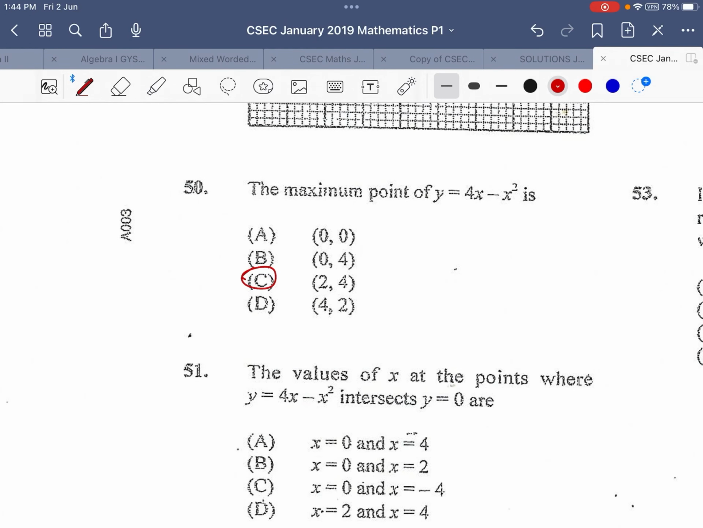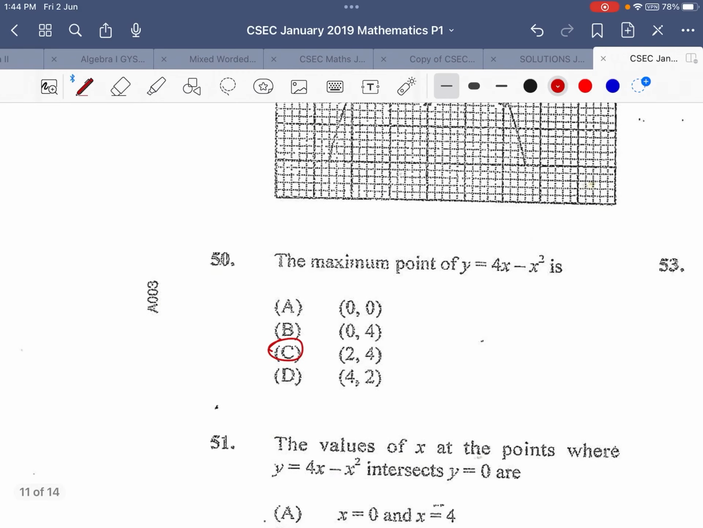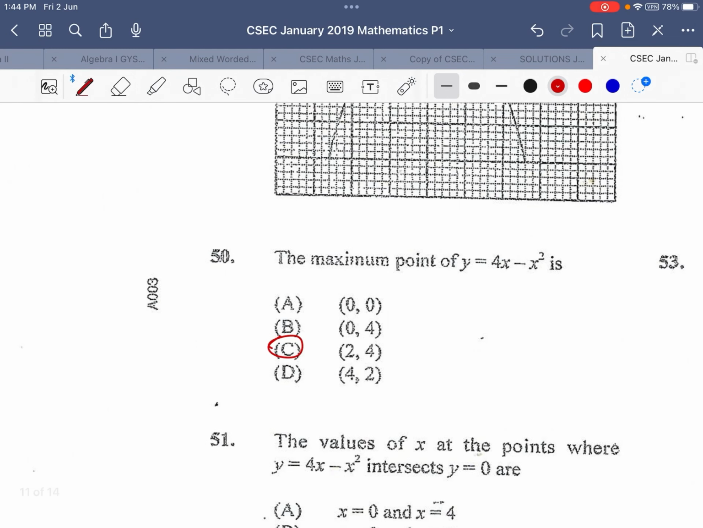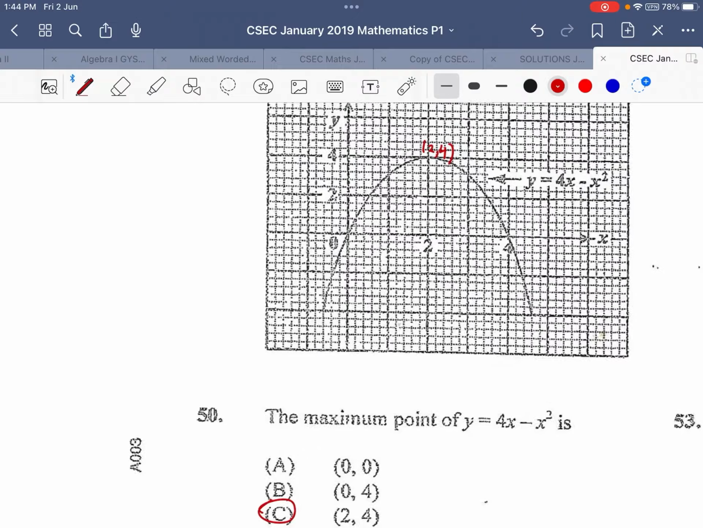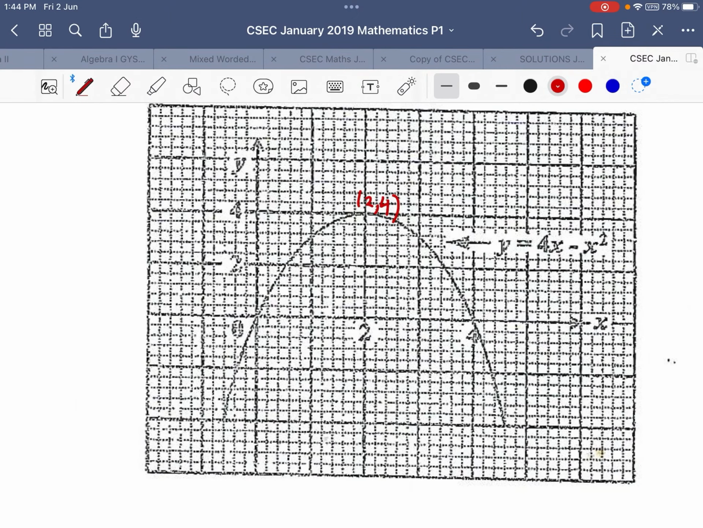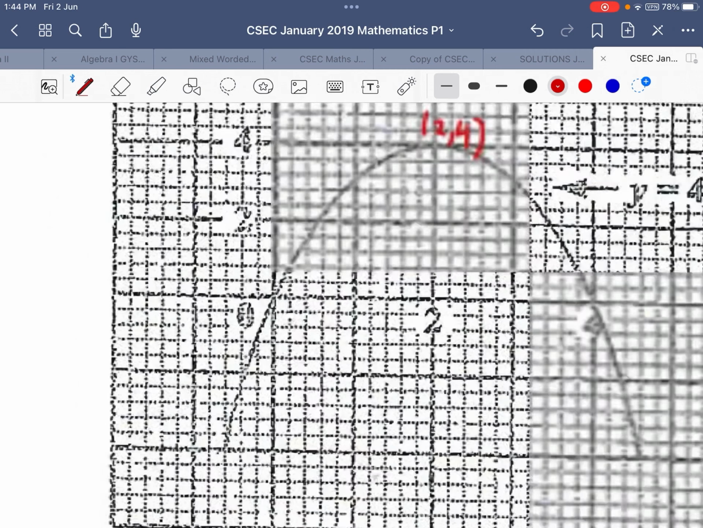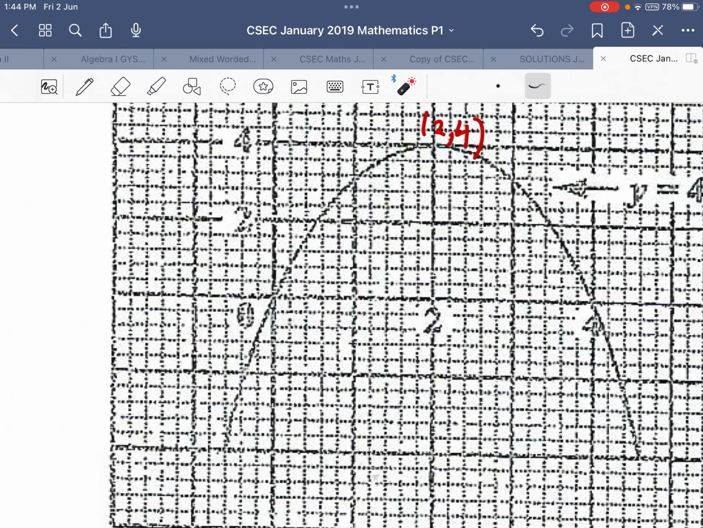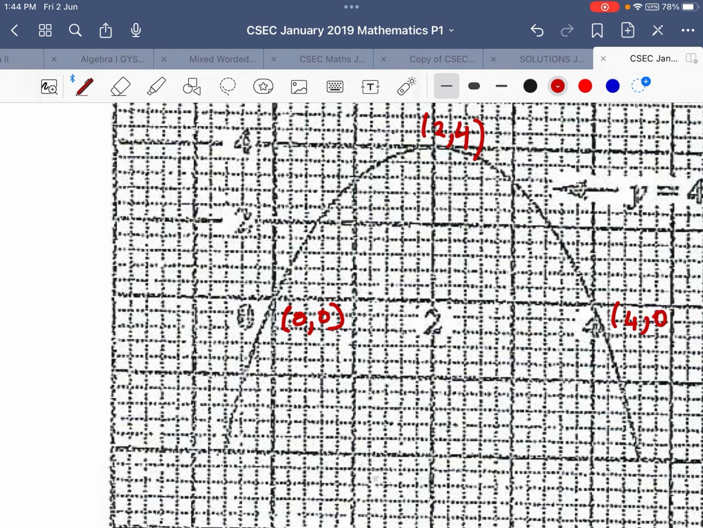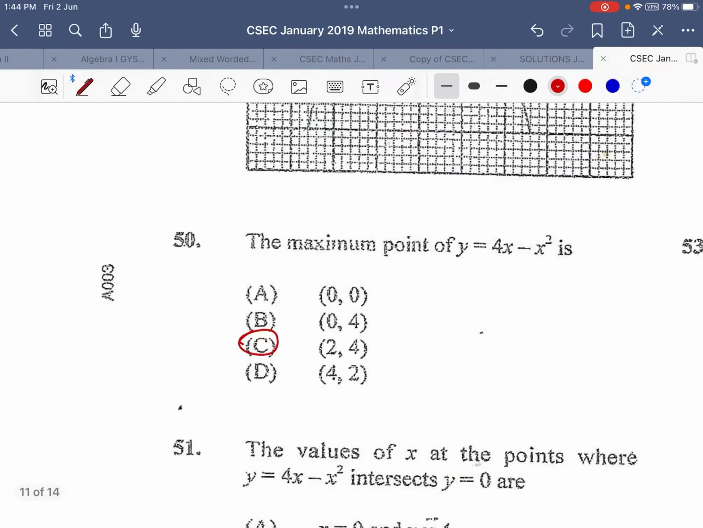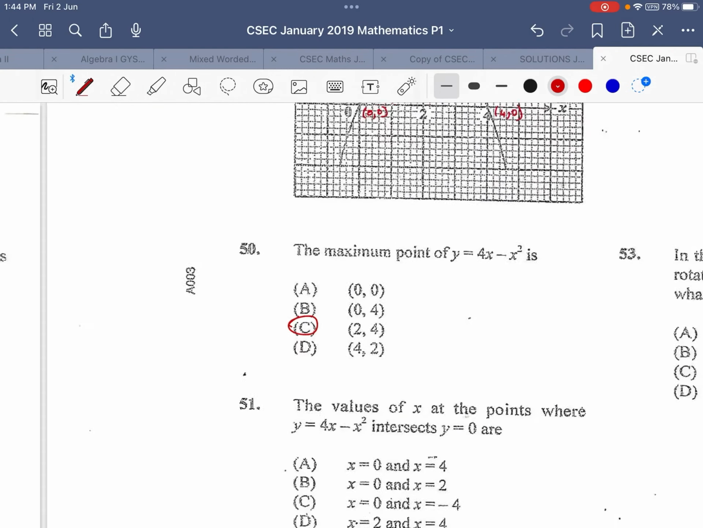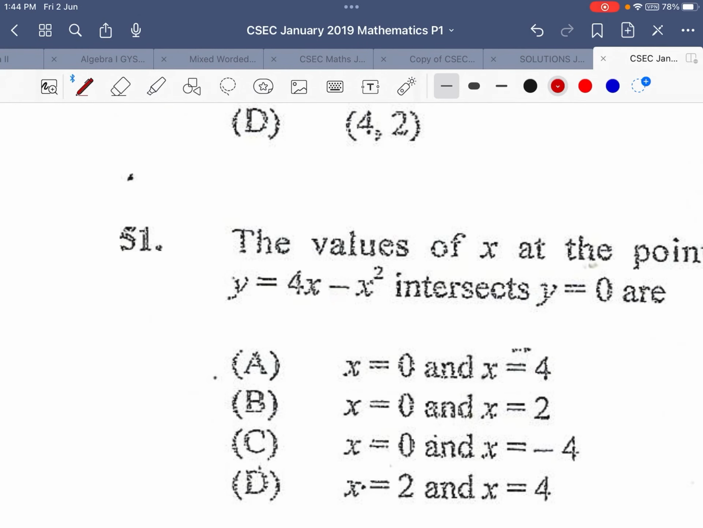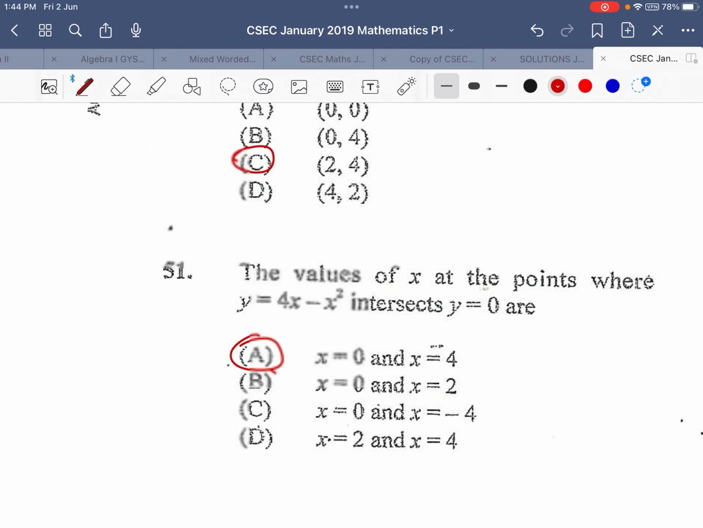Right, the values of x at the point where y equals 4x minus x squared intersects y equals 0 are what? So that would be the x-axis. That's where y is equal to 0, right? So that's going to be at 0, 0 and 4, 0. Again, y is equal to 0, so we expect the coordinates to be 0, 0 and 4, 0. So x would be 0 and 4.